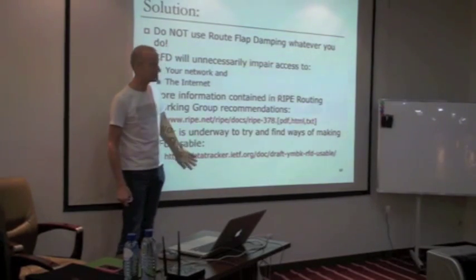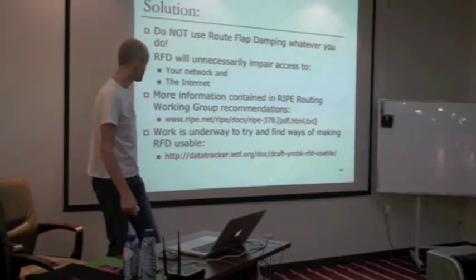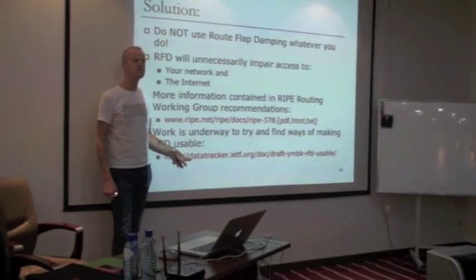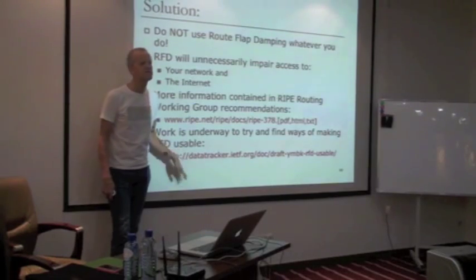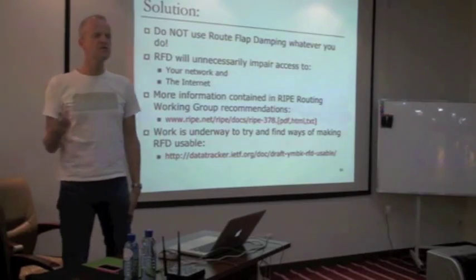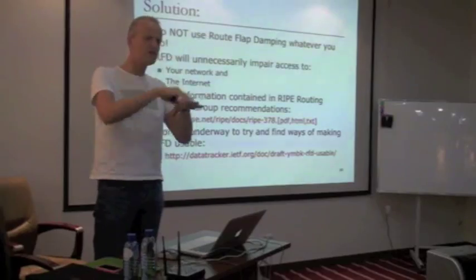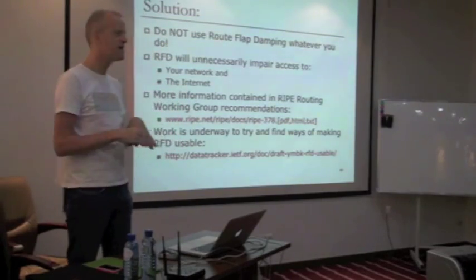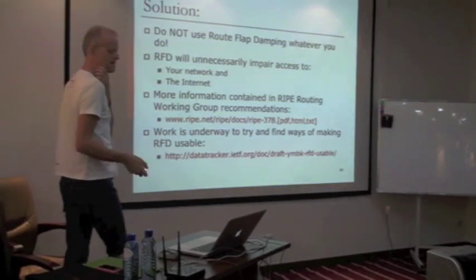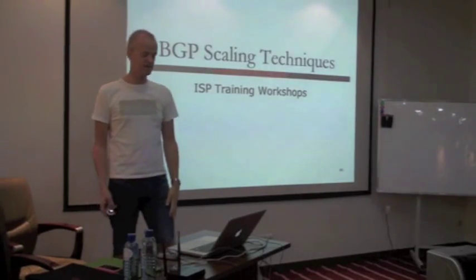Researchers are trying to find ways of making flap damping usable. In fact, there's another draft just published a few days ago, which says no, there is no way to make flap damping usable. The researchers spent quite a bit of time looking, and they've come to the conclusion there's absolutely no way with the internet we have today, because of the rich peering connection that we have, that we can make flap damping useful. So those are the BGP scaling techniques.